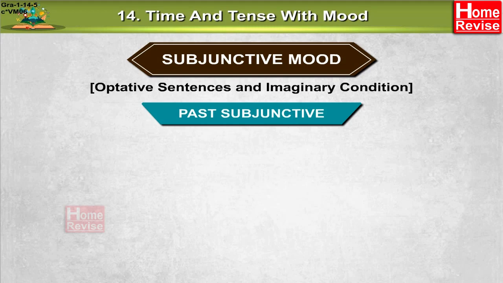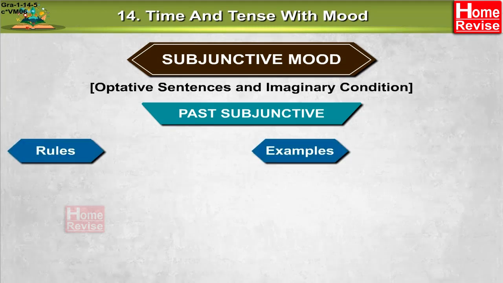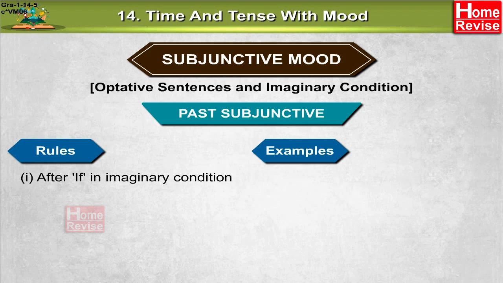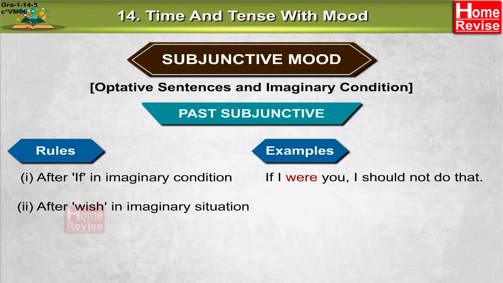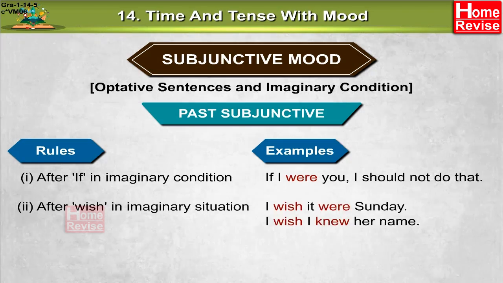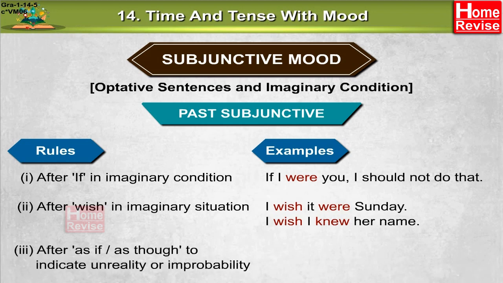Past subjunctive. Rules and examples. First, after if in imaginary condition. If I were you, I should not do that. Second, after wish in imaginary situation. I wish it were Sunday. I wish I knew her name.